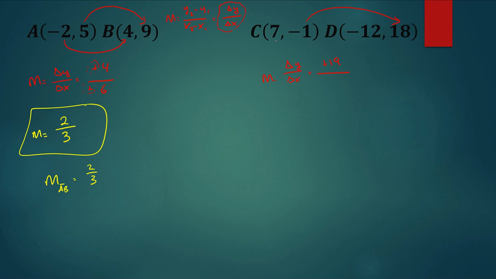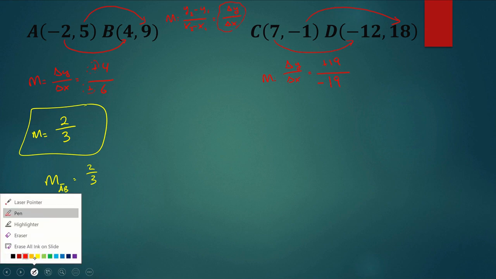Same with 7 to -12. From 7, we're going from a positive number to a negative number, so we're going to have to subtract, right? How much we subtract depends on the difference between them. So from 7 to 0, that was 7 units. And then from 0 to -12, that's 12 units. So 12 plus 7, that's a total of 19 units.